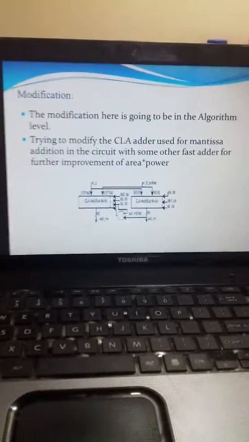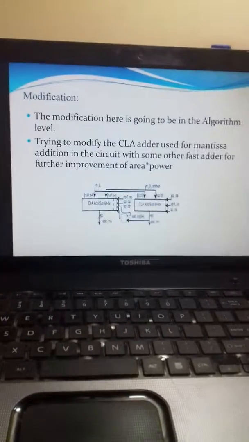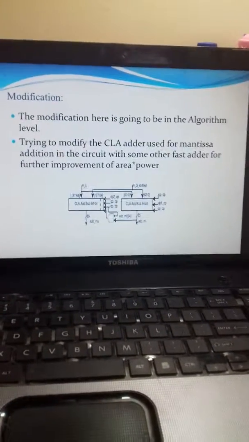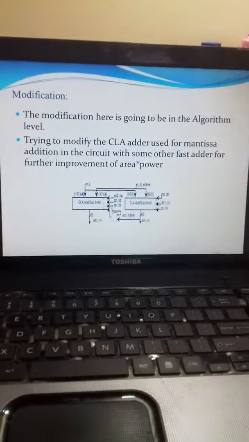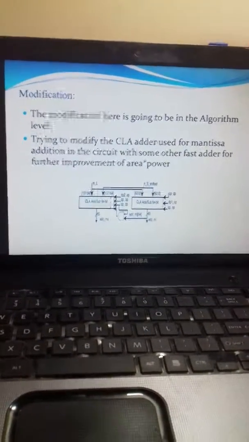And for the modification we are trying: in mantissa addition they have used a carry look ahead adder, and we are trying to modify this carry look ahead adder used for mantissa addition in the circuit with some other fast adder for further improvement of area and power.